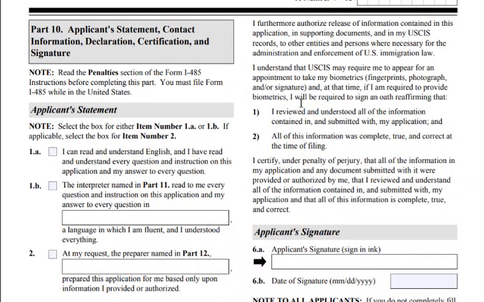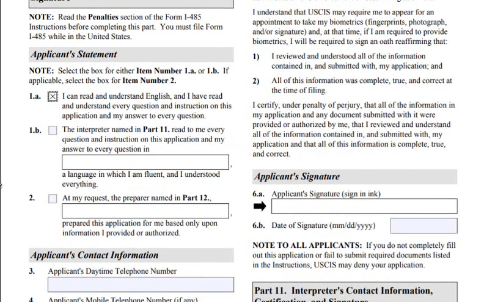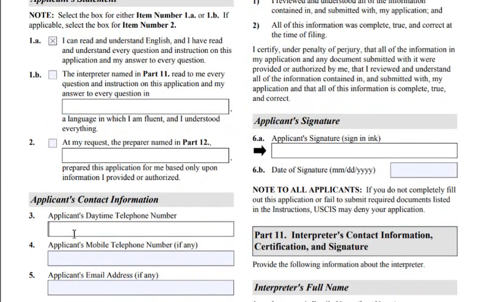Applicant's statement. I can read and understand English. So if you click that option, if you understand. Or if you have an interpreter, the interpreter must fill this out, or the preparer. Applicant contact information. If you have an email address, please provide it in the form.